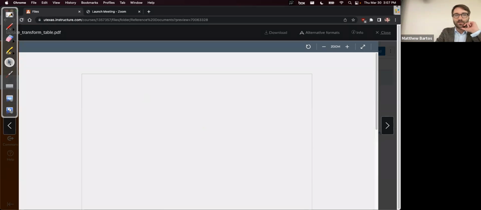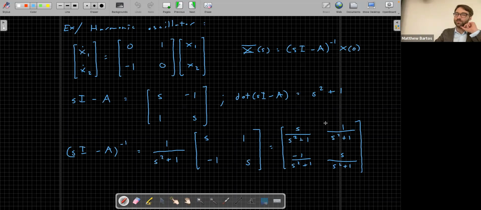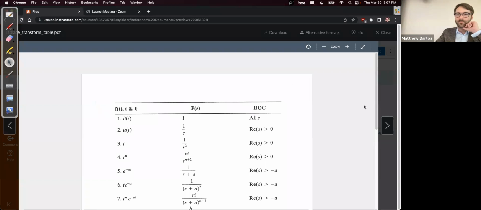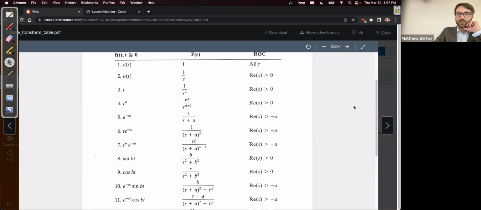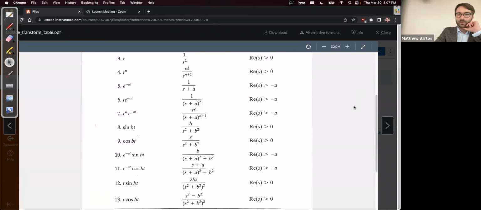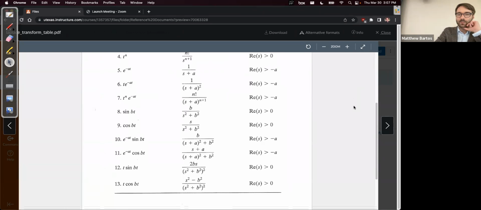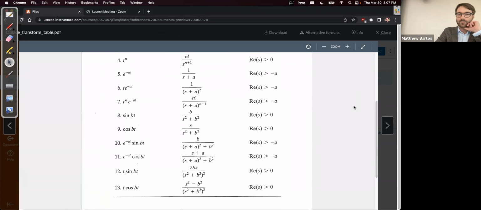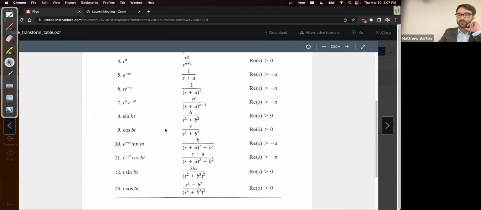All right, and let's see what entries these elements correspond to. So we have S over S squared plus 1, and we have 1 over S squared plus 1. So if we go here, what does that correspond to here? These two, right? So where S is in the numerator, we'll have cosine of t. And with 1 in the numerator, we'll have sine.